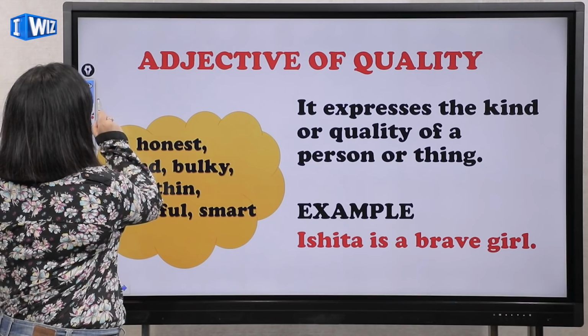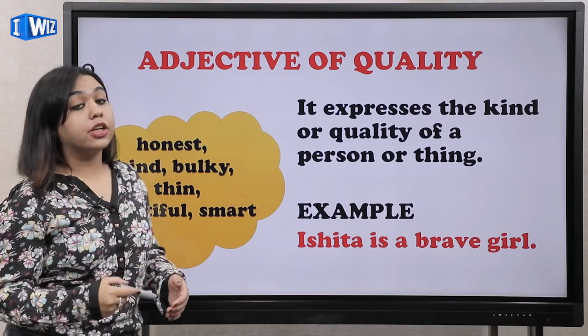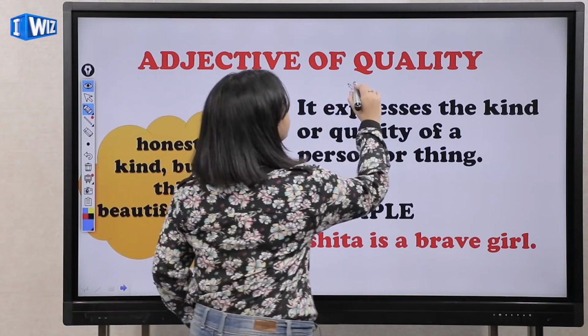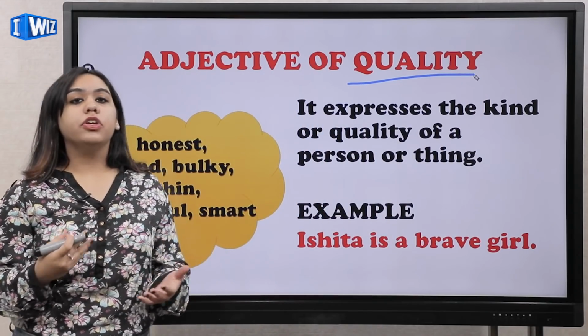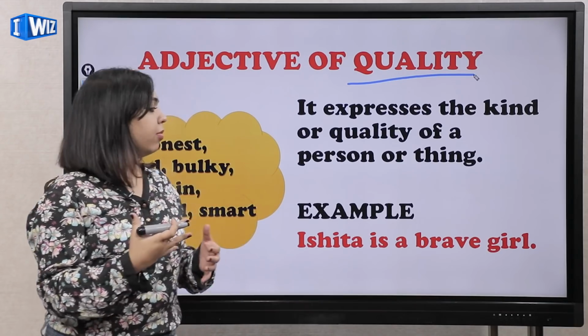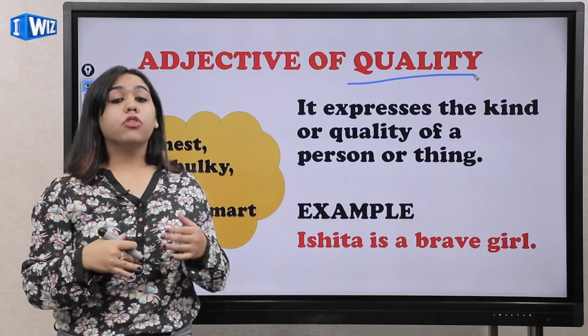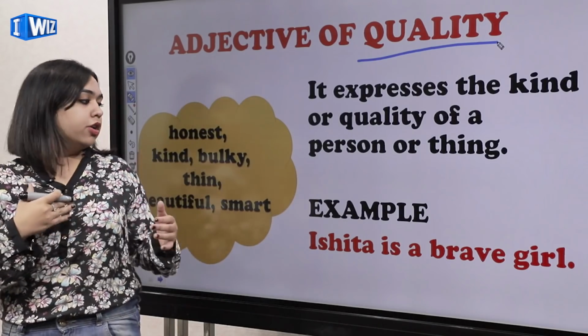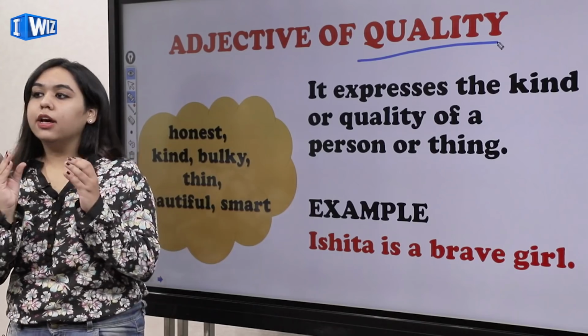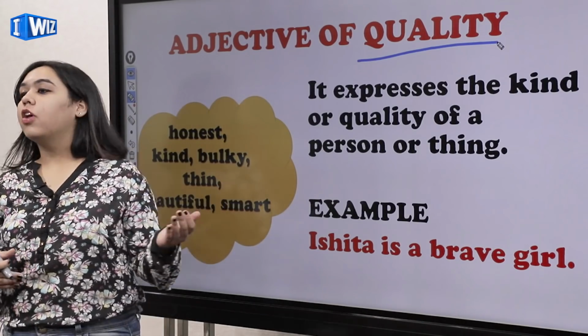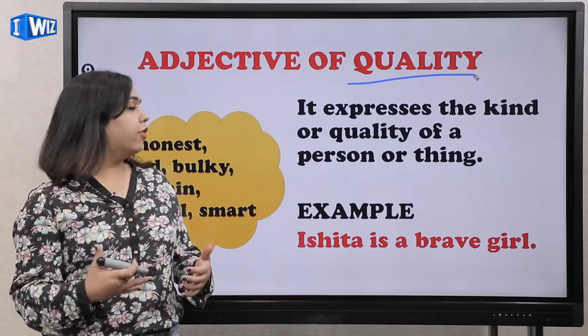Now, the first type of adjective that we have is adjective of quality. Now, what do you mean by quality? Yes, quality means the characteristic or feature of something. Let's say if you're describing your friend or your teacher, like she's a very good teacher. So, the word good will be the adjective of quality. You are talking about the quality of your teacher.